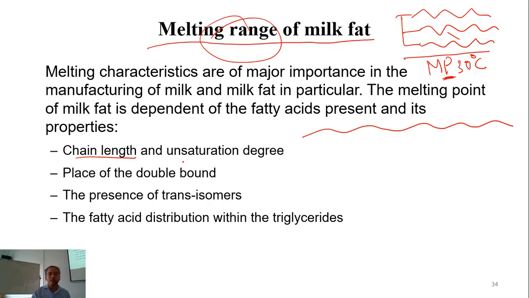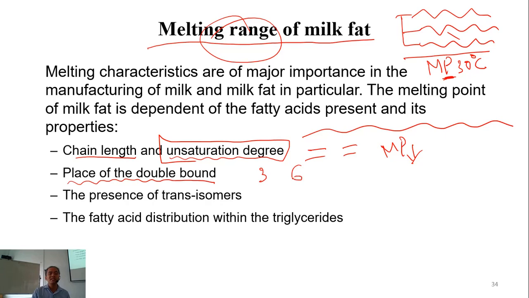Okay. The melting range also is influenced by the unsaturation degree. More double bonds you have, lower the what? Melting point. Higher the unsaturation degree, lower the melting point. We discussed this many times already. And then, it's also influenced by the place of the double bond. The double bond can be at position 3, position 6, or position 9. Different position, then different configuration, how the fatty acids can stack together. If they stack together very well, then the melting point is high. If they cannot stack well together, then the melting point is low. That's normal for fat.